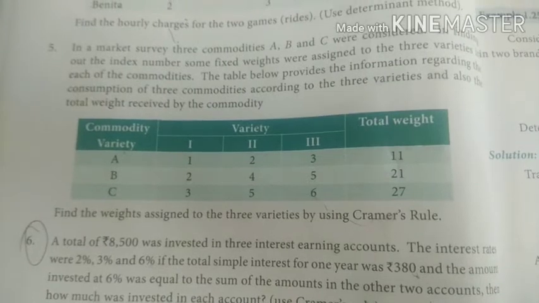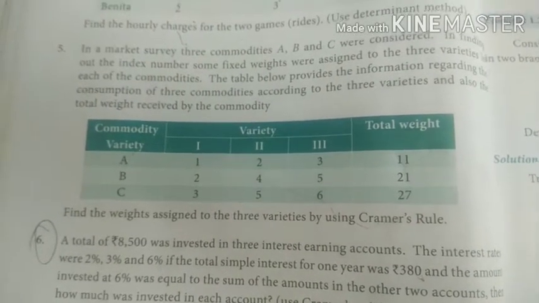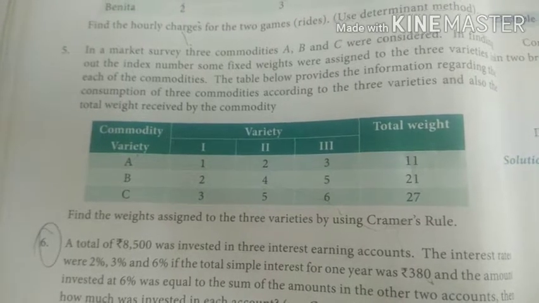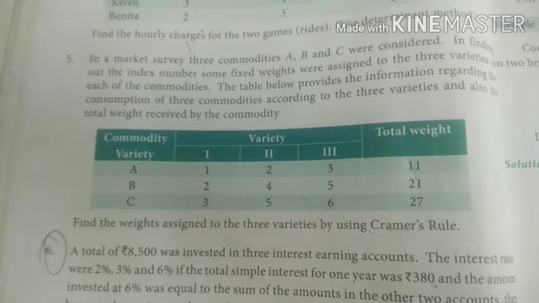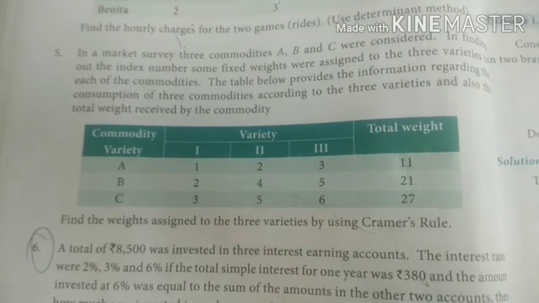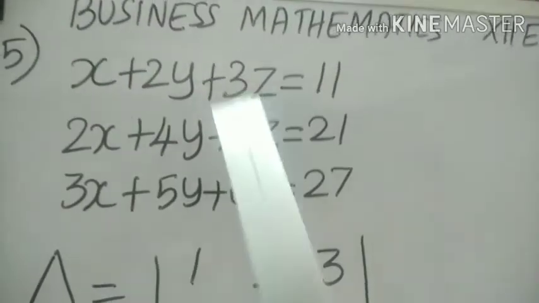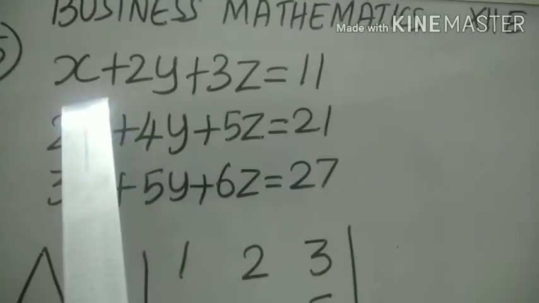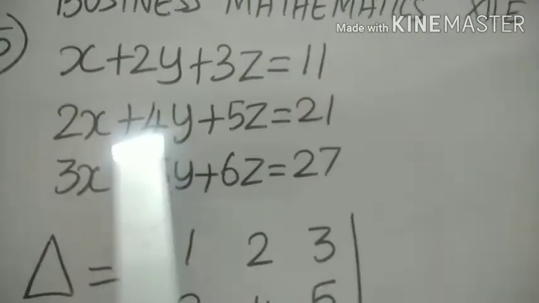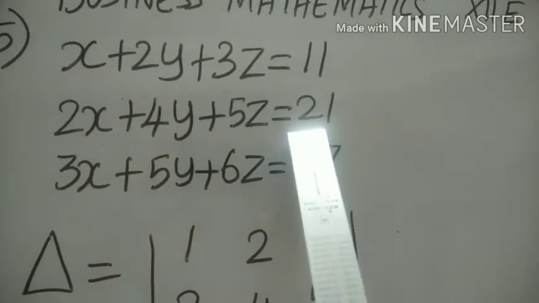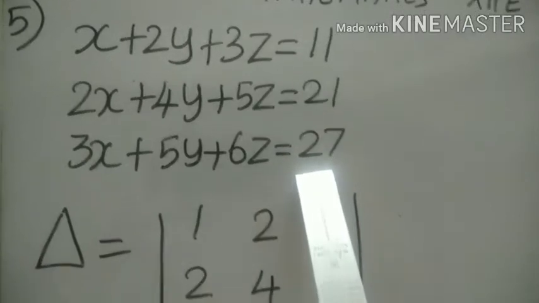The last line says find the weights. So let us assume x to be weight of the first commodity, say A, the variety 1, and y to be for the variety 2 and z to be for the variety 3. As we frame the equations, x plus 2y plus 3z is equal to 11, 2x plus 4y plus 5z is equal to 21, 3x plus 5y plus 6z is equal to 27.